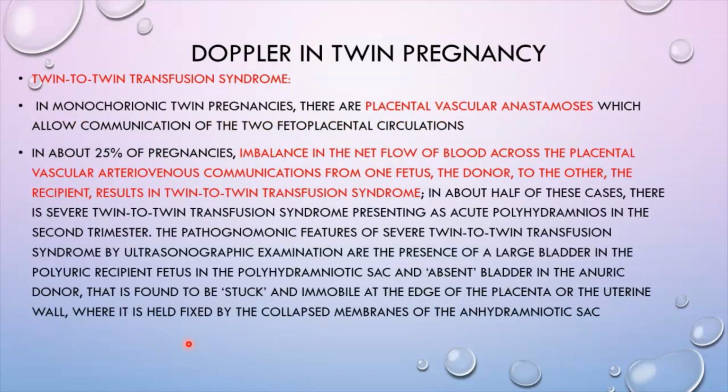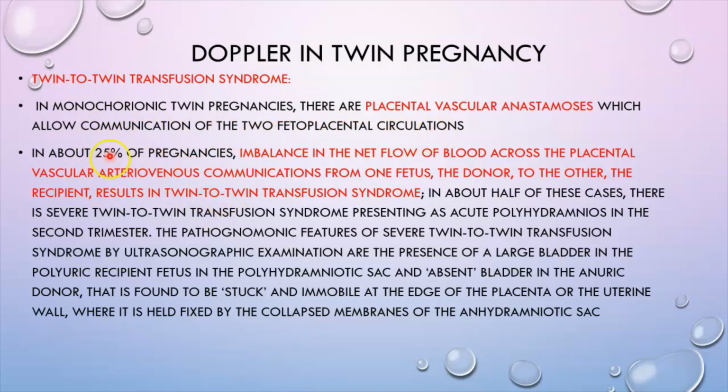Now, the other important condition is twin pregnancy. Now, how is Doppler applied in twin pregnancy? The first condition in which Doppler is used is twin-to-twin transfusion syndrome. In monochorionic twin pregnancies, there are placental vascular anastomoses which allow communication of the two fetoplacental circulations.